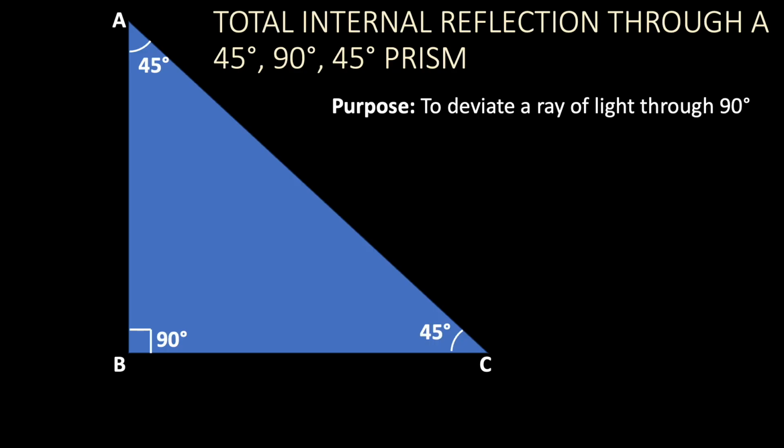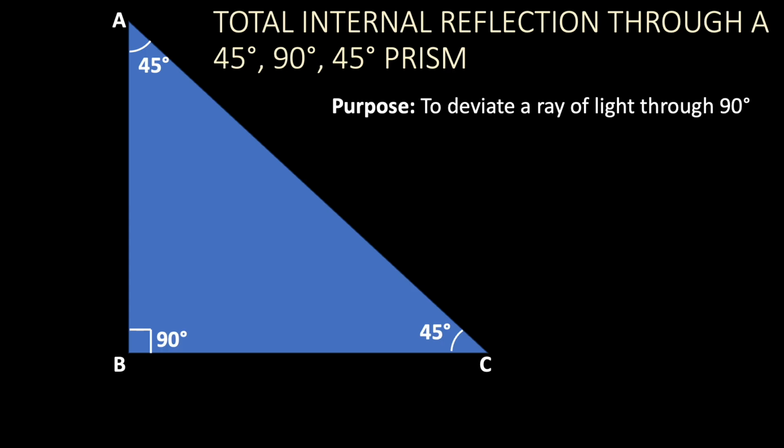Total internal reflection through a 45 degree, 90 degree, 45 degree prism. This prism is also called a right angled isosceles prism. A prism having an angle of 90 degrees between its two refracting surfaces and the other two angles each equal to 45 degrees is called a total reflecting prism, because the light incident normally on any of its faces suffers total internal reflection inside the prism.